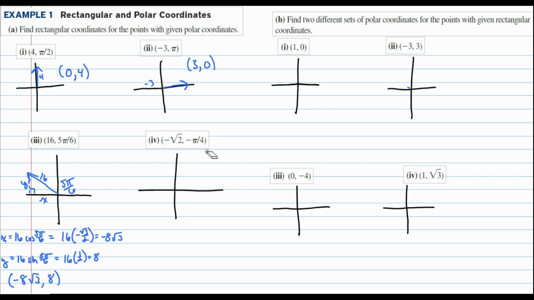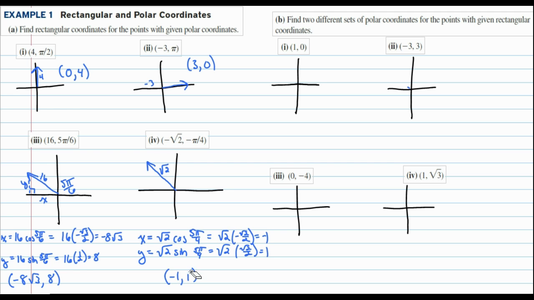Number 4 is about the same thing. We have a negative pi over 4 rotation, so that's going to rotate clockwise pi over 4. But then the r value is also negative square root 2, so that's going to go backwards. So I'm going to end up in quadrant 2, and I need to find the x and y coordinate by again saying x equals square root 2 cosine 5 pi over 4, or negative 1. And then y equals square root 2 sine of 5 pi over 4, which would then be positive 1. So the rectangular coordinates would be negative 1 comma 1 for the polar coordinate negative square root 2 comma negative pi over 4.